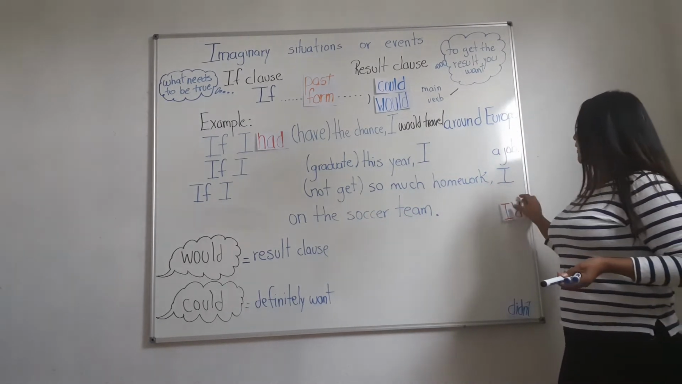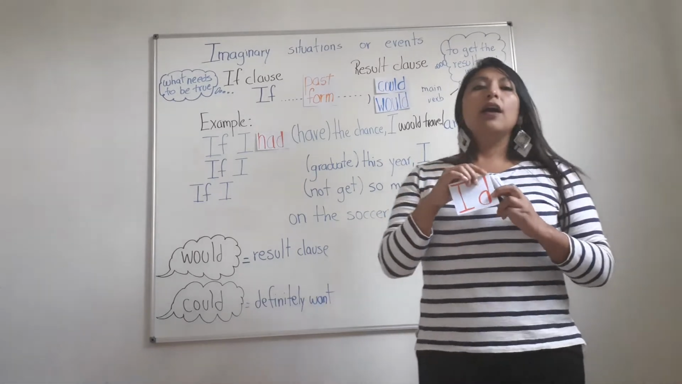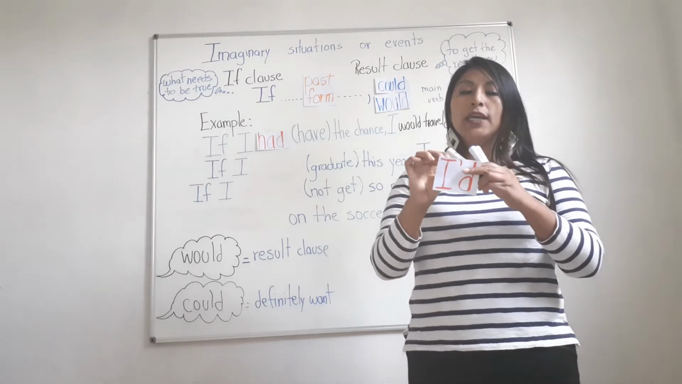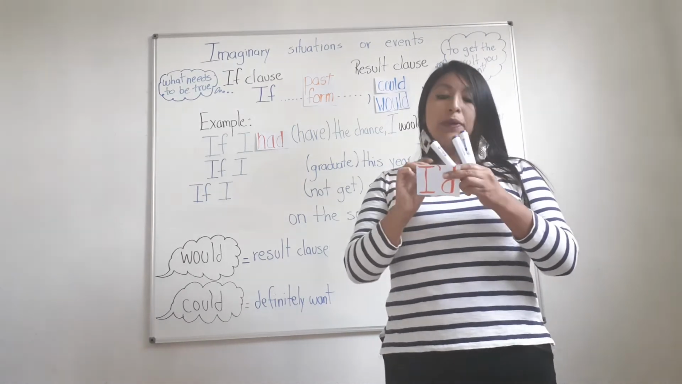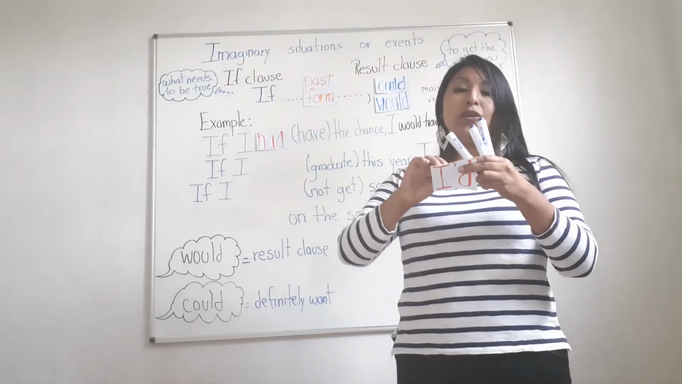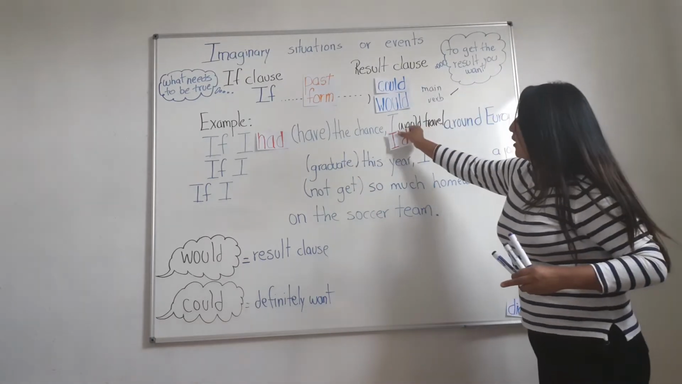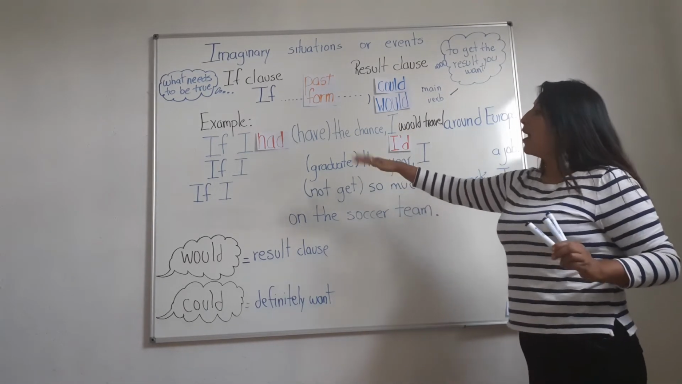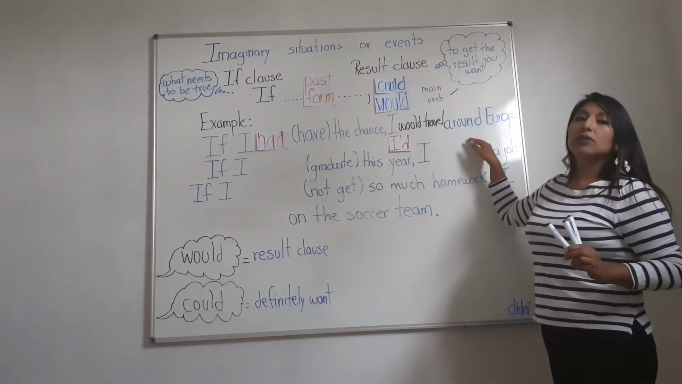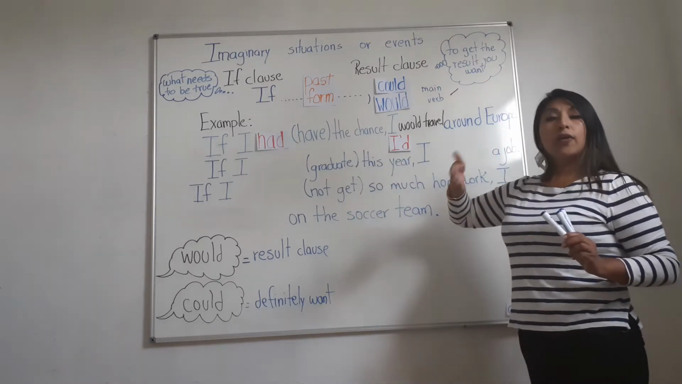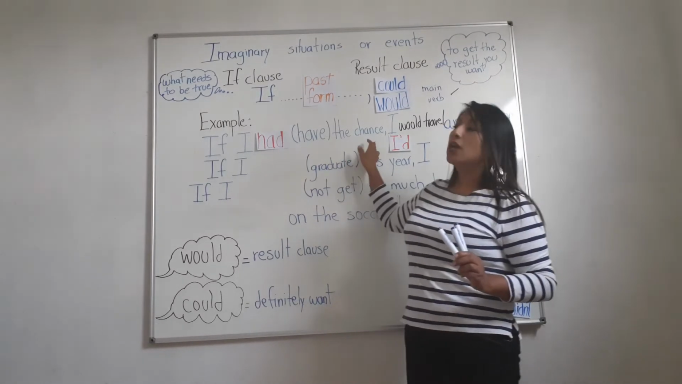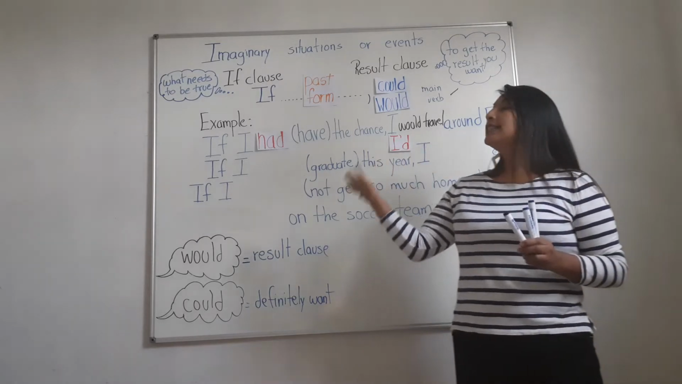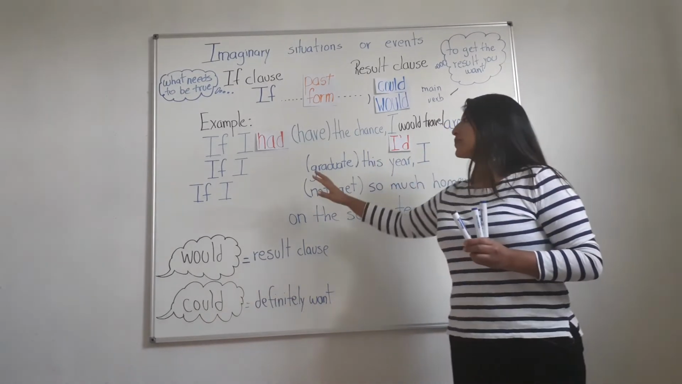So here I can also use the contraction I'd, because in your book, in the reading, in speaking, people normally use contractions like this. So with the contraction, the example is: if I had the chance, I'd travel around Europe. Or without the contraction: if I had the chance, I would travel around Europe. Okay, so let's see the second example.